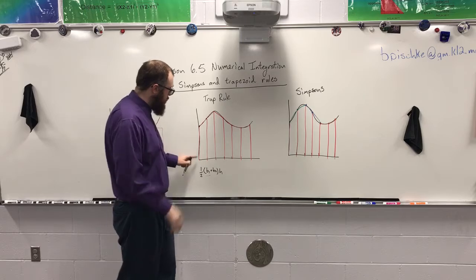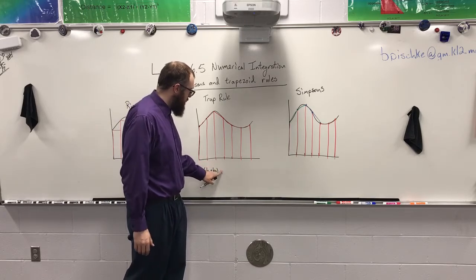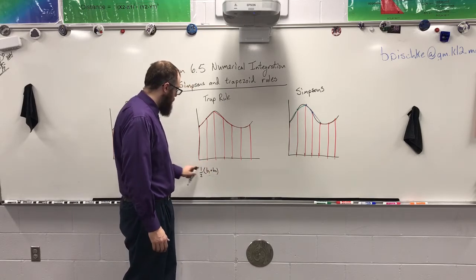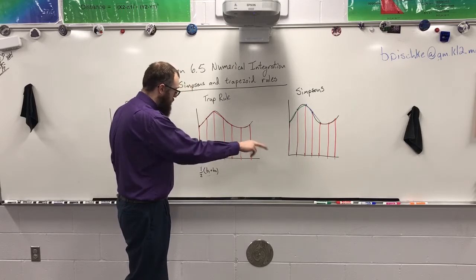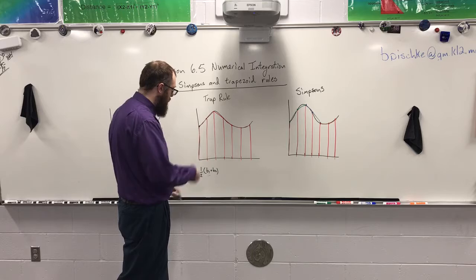Now, if you keep your height consistent, that multiplier, the height, can come all the way out front. This 1/2 belongs to every trapezoid, so we can take that out front.